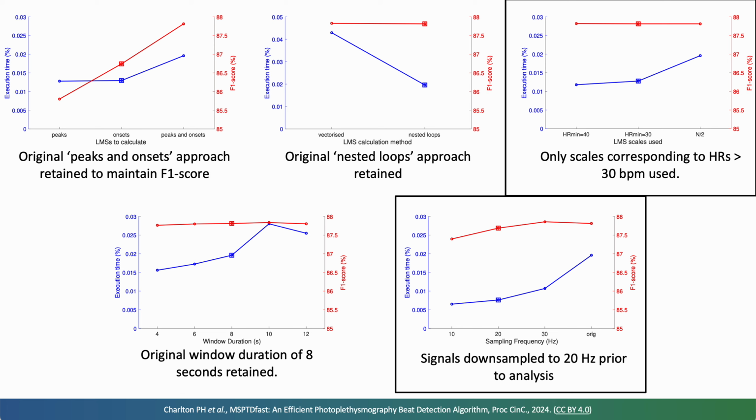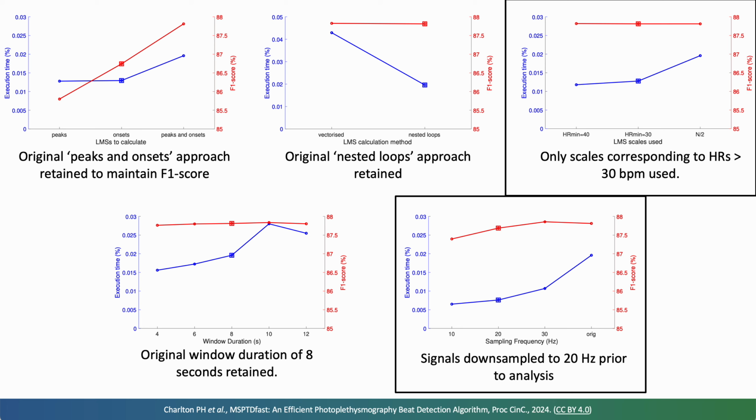So the results. These are the plots for each individual potential improvement, and each plot shows two things. It shows the execution time in blue and the F1 score in red. We found that two potential improvements resulted in a reduced execution time whilst maintaining a relatively high F1 score. So looking at the top right, we found that using scales higher than 40 or 30 beats per minute reduced execution time compared to the original N/2 scales whilst maintaining F1 score. So we chose to only use scales corresponding to heart rates over 30 beats per minute.